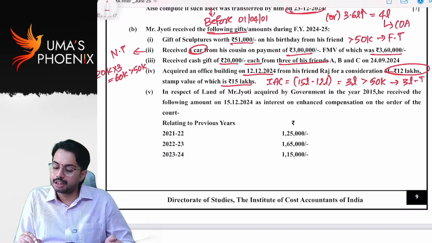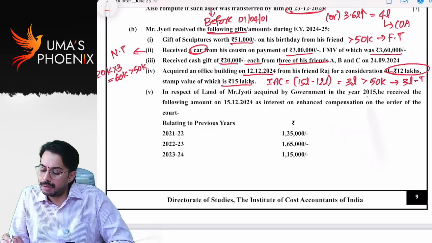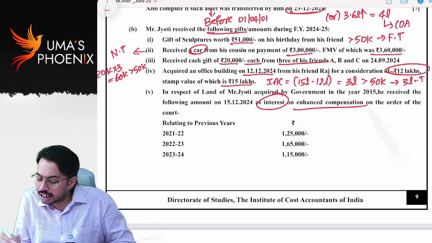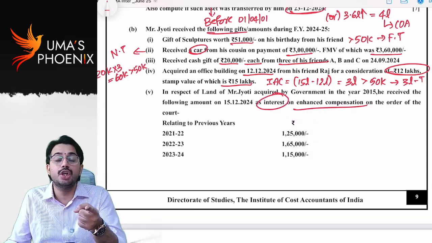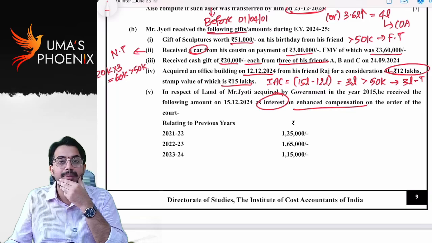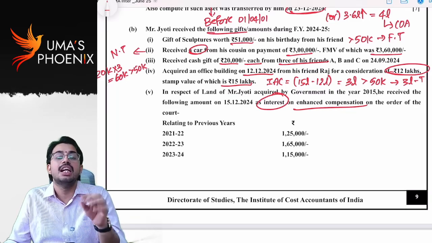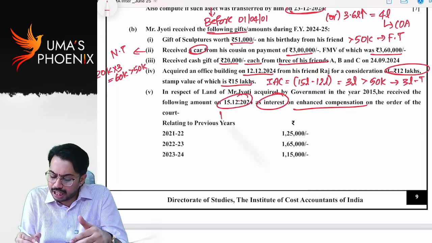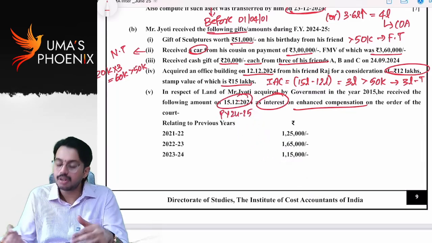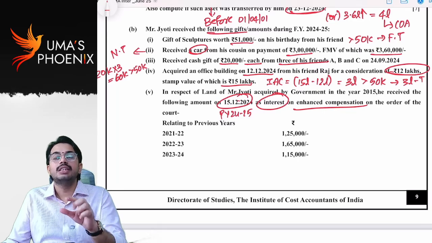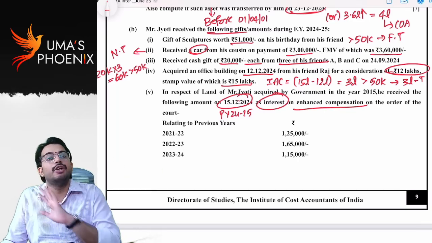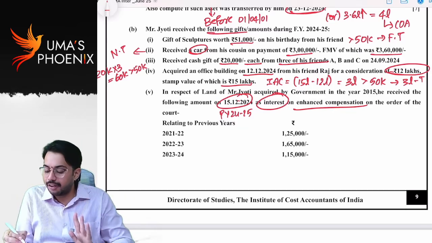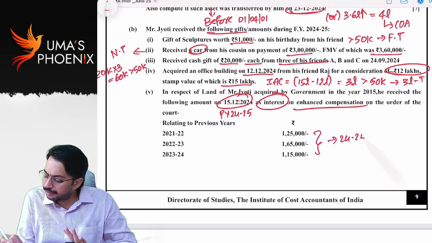Next. In respect of land, Mr. Jyoti acquired by government in the year 2015, he received following amounts. Interest on enhanced compensation. I discussed it in MCQ. Only 50% is taxable. And interest on enhanced compensation is taxable on cash basis. When it was received? 15 December 25. That means previous year 24-25. See, for which year it was received, not relevant. When it was received, that is relevant. When it was received, 24-25. So all are taxable in 24-25.